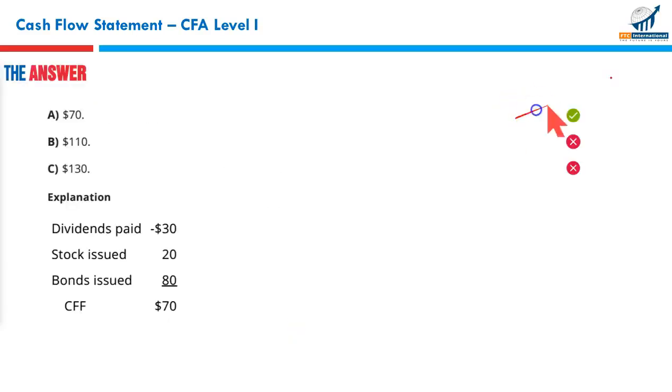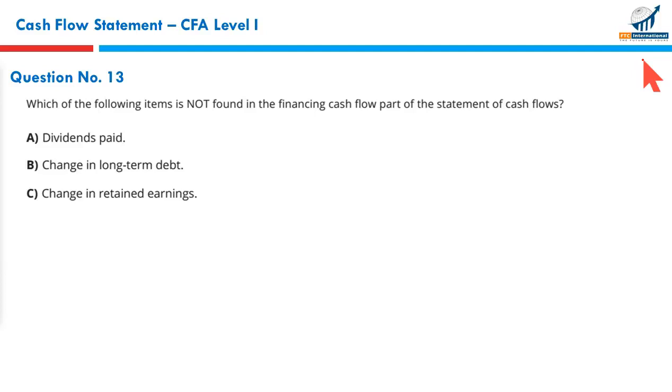A. 70. So when you read the requirement, that will provide you the right focus and tells you what you should be looking at. 13. Which of the following is not found in the financing cash flow part of the statement of cash flows? Dividends paid, it's a financing outflow.